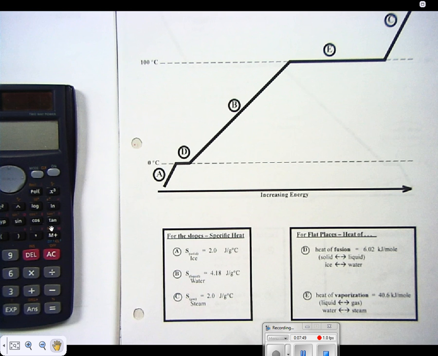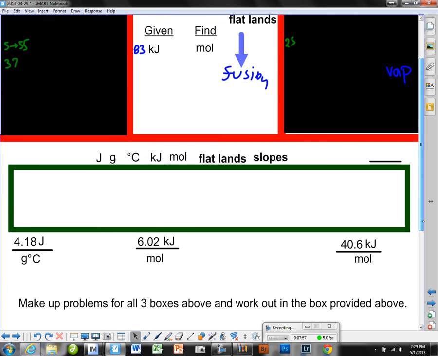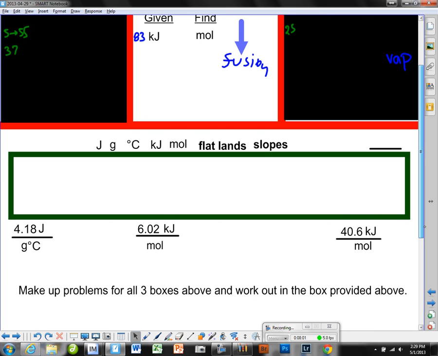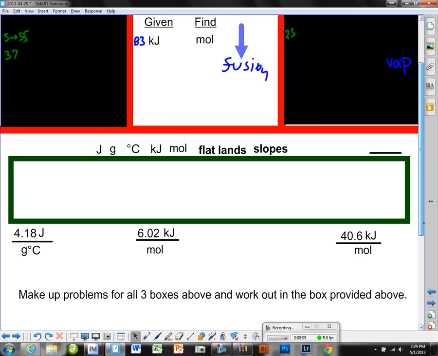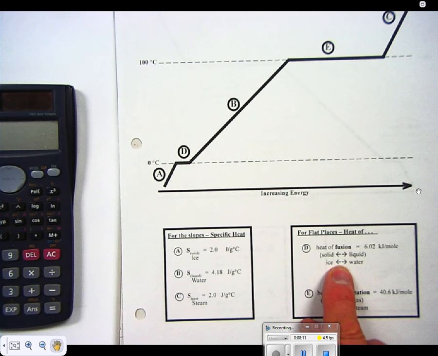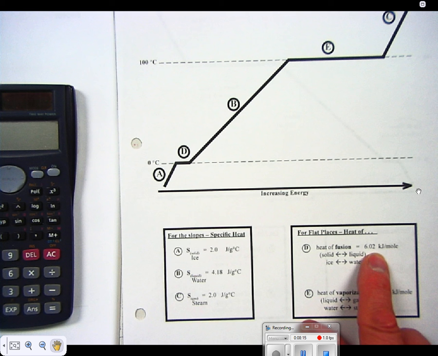So let's go ahead and work one of those and see how they go. Our first fraction, is that going to be 6.02 kilojoules or 40.6 kilojoules? Do we have heat of fusion? Okay, heat of fusion, we look down here, that's the 6.02 number.